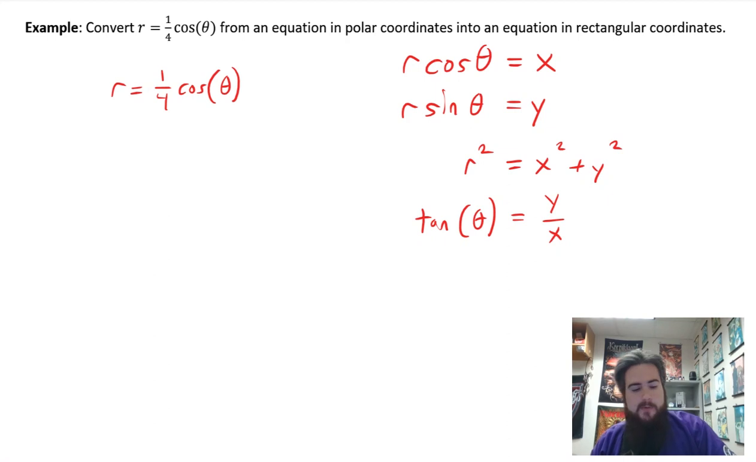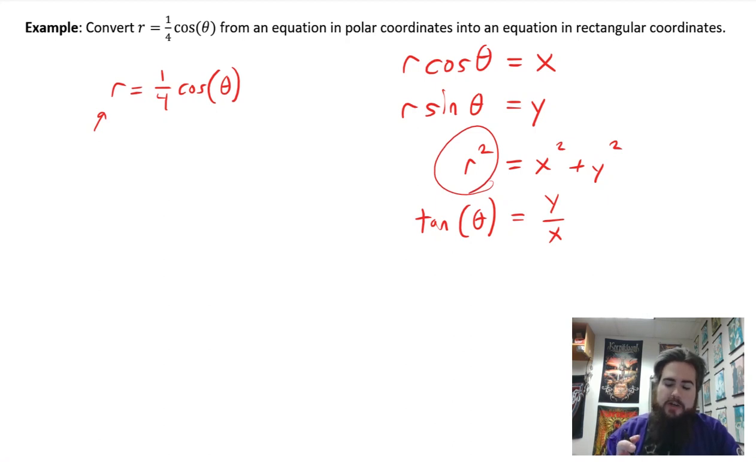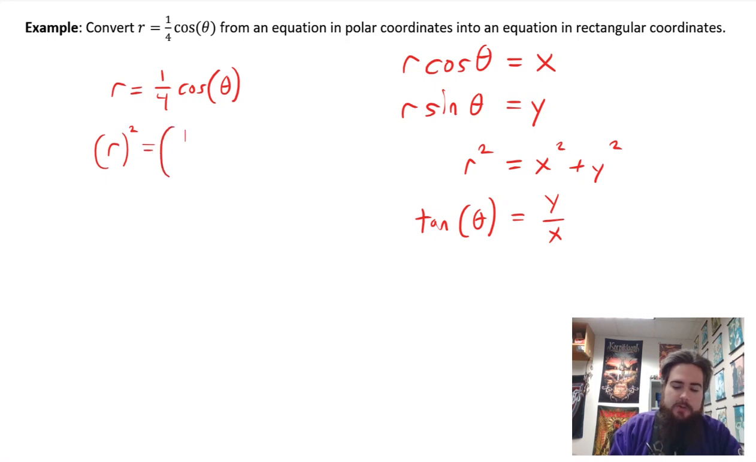One thing that some people may see is that we have an r by itself on the left side. If I want to make that into something such as r squared, we could try taking both sides to an exponent of 2. So r to the second power, and then also squaring the other side. If you do that, you will get r squared equals 1/16 cosine squared of theta.